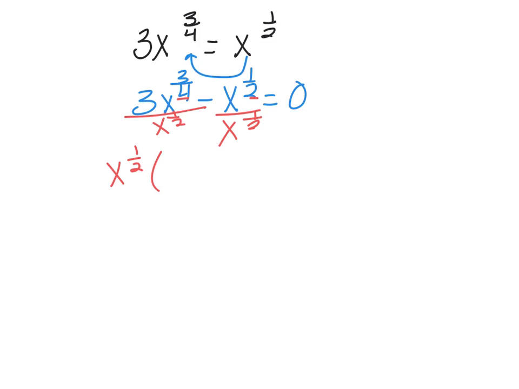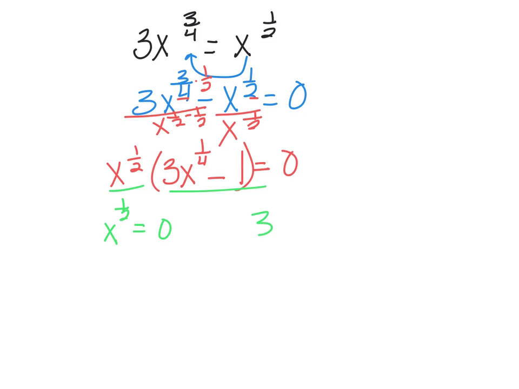So when I take 3/4 and move the 1/2 up, I'm really doing the opposite, and I'm subtracting 1/2 and subtracting 1/2. 3/4 minus 1/2 is going to leave me with 3x to the 1/4 power, minus 1, equals 0. The next step is I'm going to set each equation, or each factor, equal to 0. So there's a factor and there's a factor.